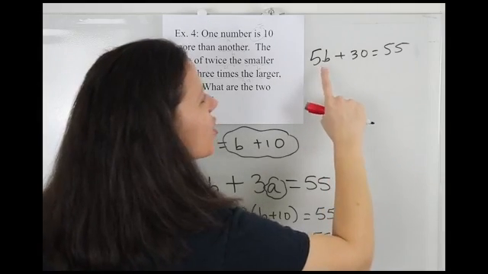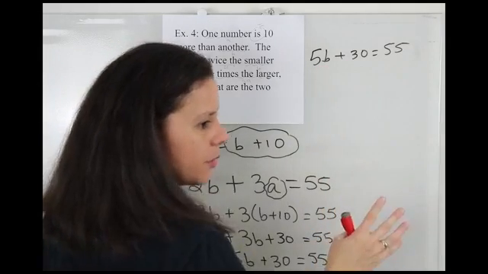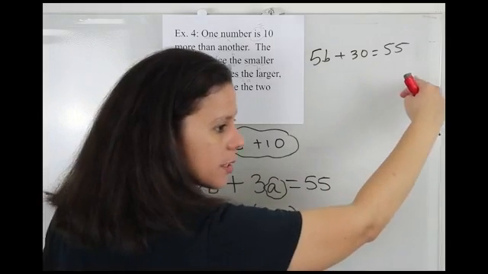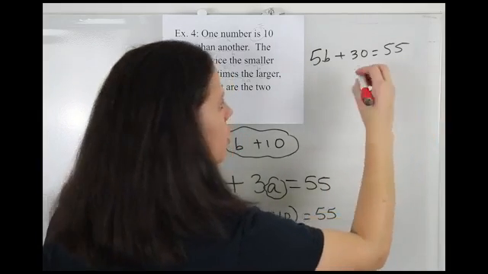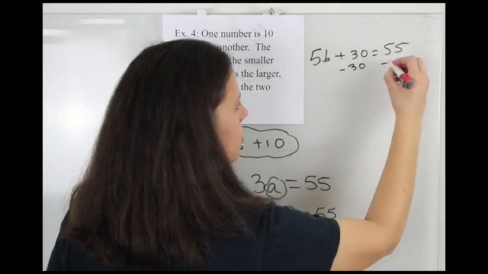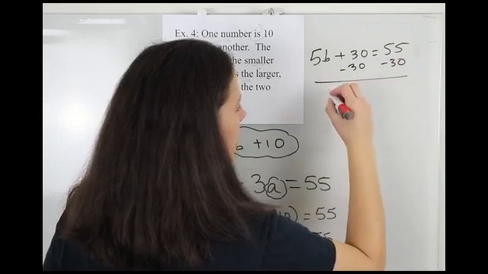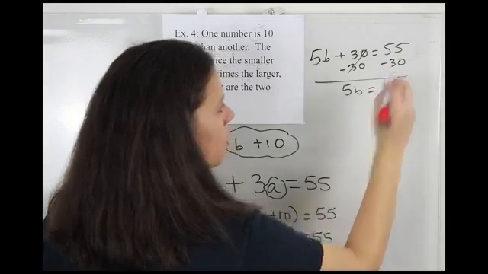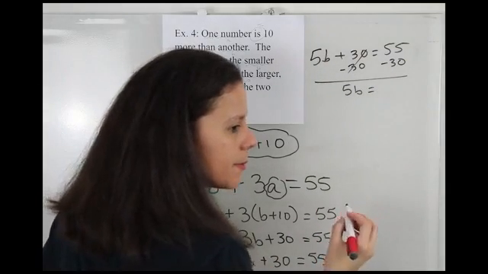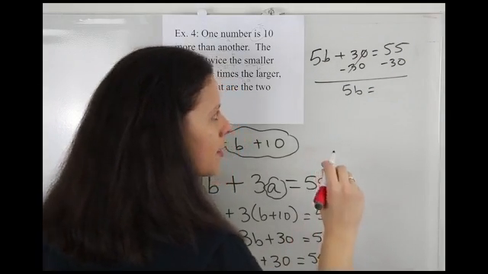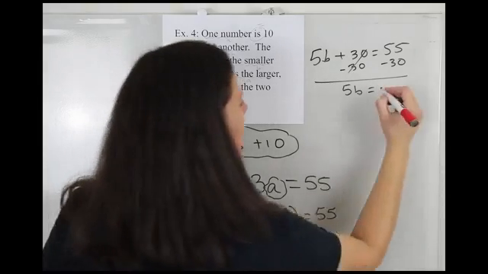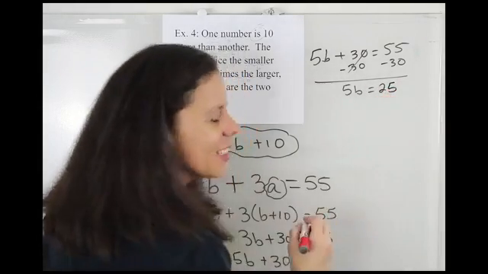All right. So 5b plus 30 is equal to 55. The easiest thing would be to just subtract 30 first. So if I subtract 30 here, subtract 30 here, that's going to leave me with 5b, because this is 0, is equal to 55 minus 30, which is 25. 25, yes.